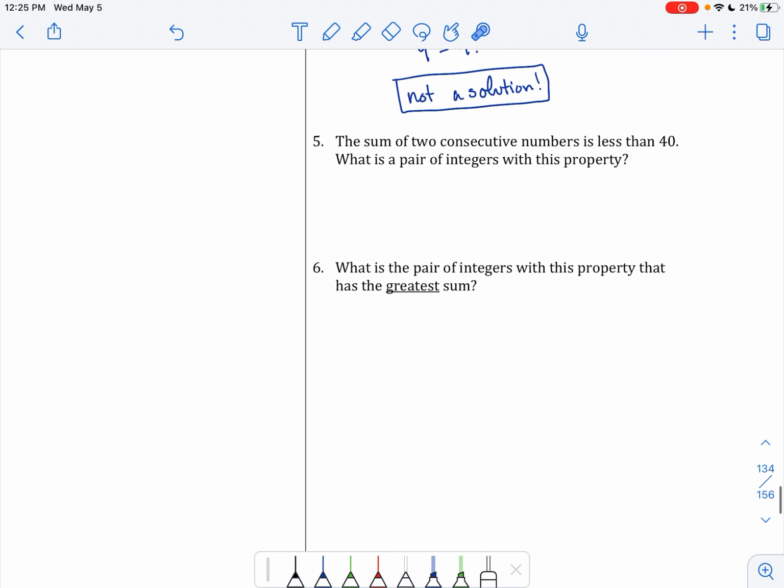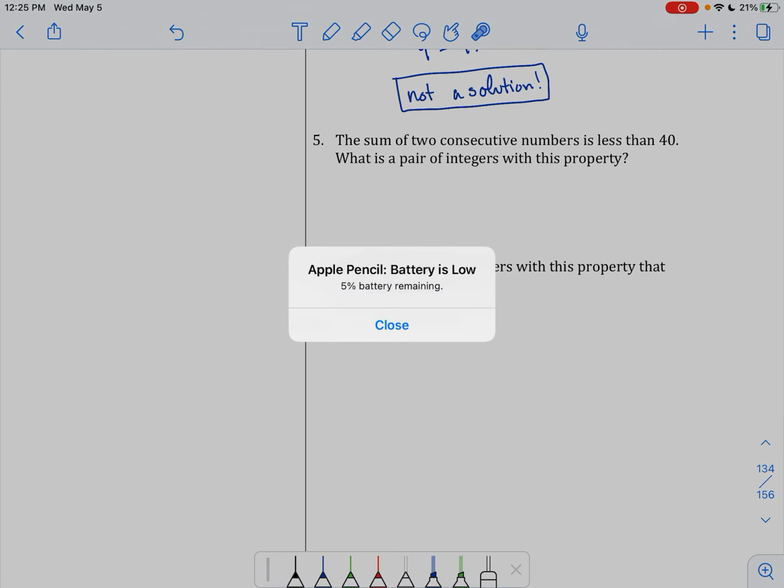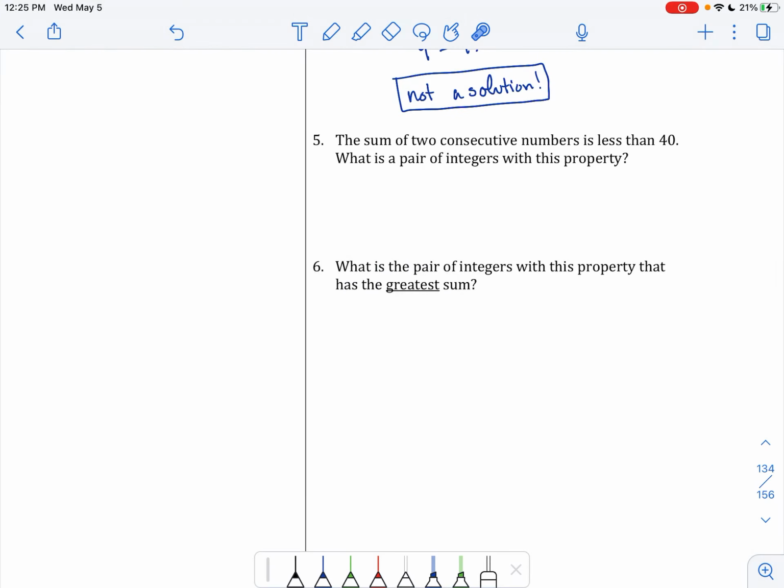Here we have a couple of word problems. The sum of 2 consecutive numbers is less than 40. What is a pair of integers with this property? Now, this is true for so many numbers. So many numbers have a sum of less than 40. But let's make sure that we're all defining what consecutive means here.